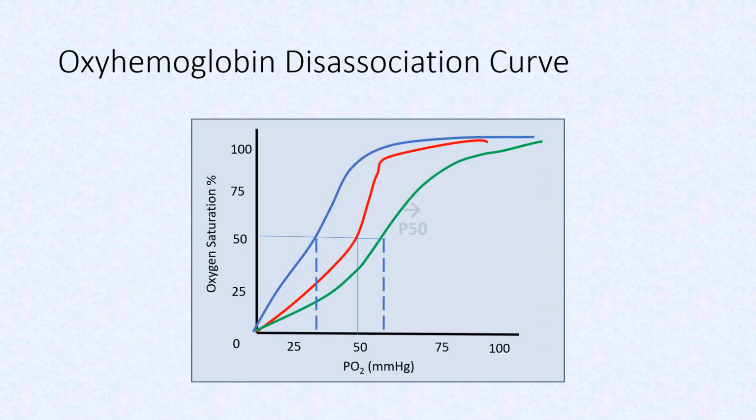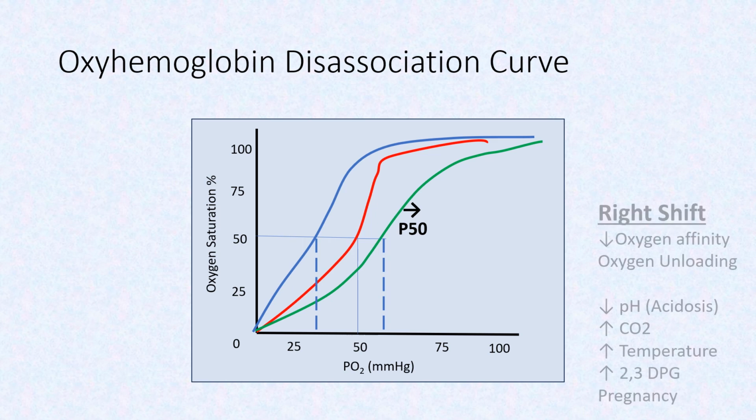A right shift indicates there is a higher partial pressure of oxygen in the blood, since there is essentially extra oxygen or the tissues are requiring more oxygen. Hemoglobin will be more likely to unload oxygen from hemoglobin. The hemoglobin would not want more oxygen, so it would decrease its affinity for oxygen.